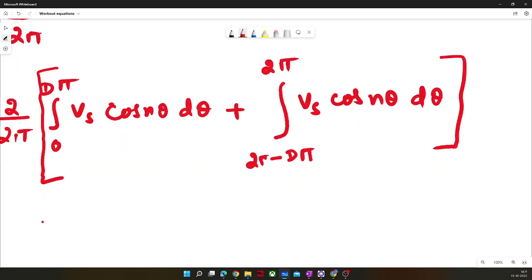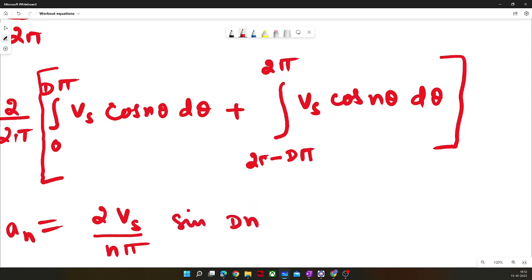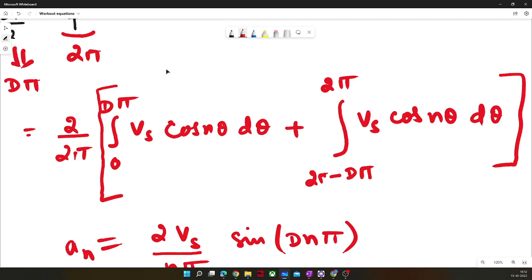If you solve this expression, you will be able to conclude that an will come out to be 2 Vs by n pi sine d n pi. I am not solving it for timing, I am just not doing the calculation. I have shown you this step, so I am writing the conclusion here. For any harmonic of this kind of waveform, you can calculate in this manner, right? It is very simple to calculate an.